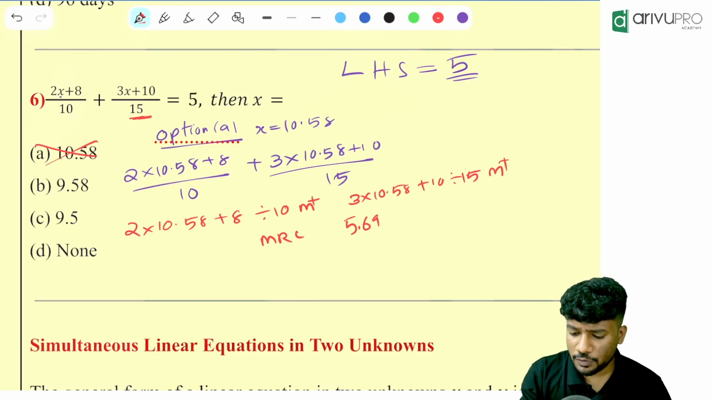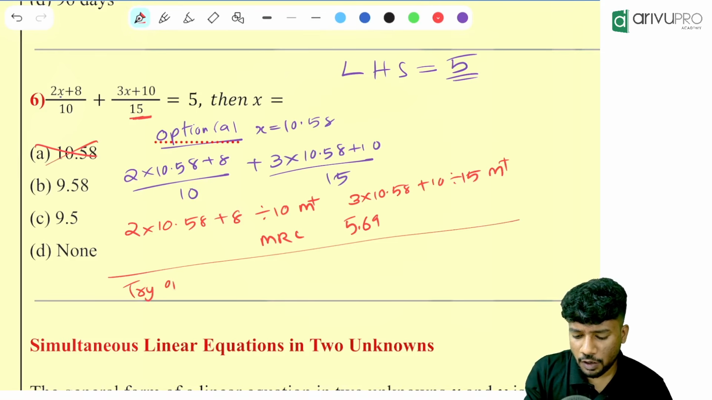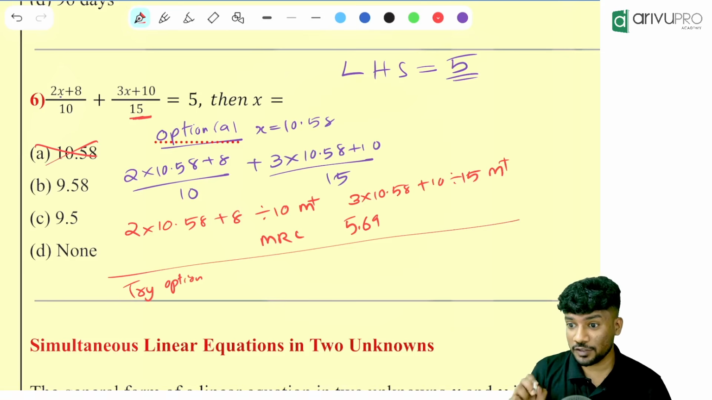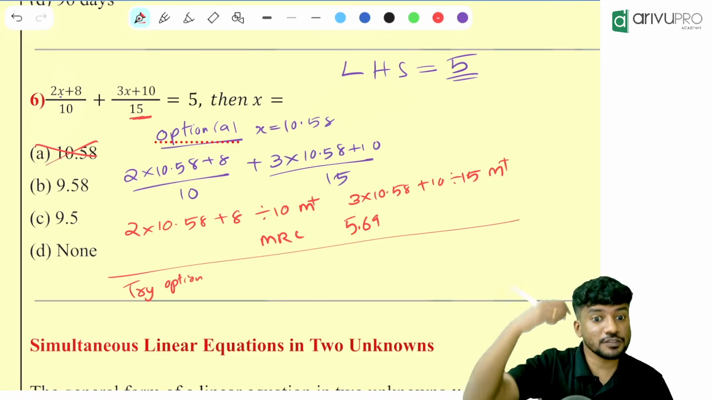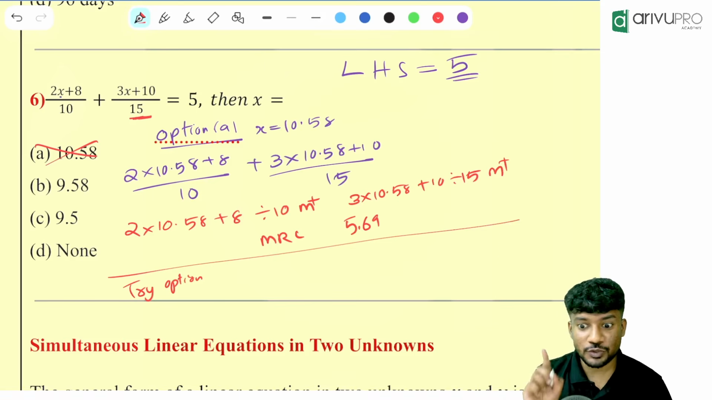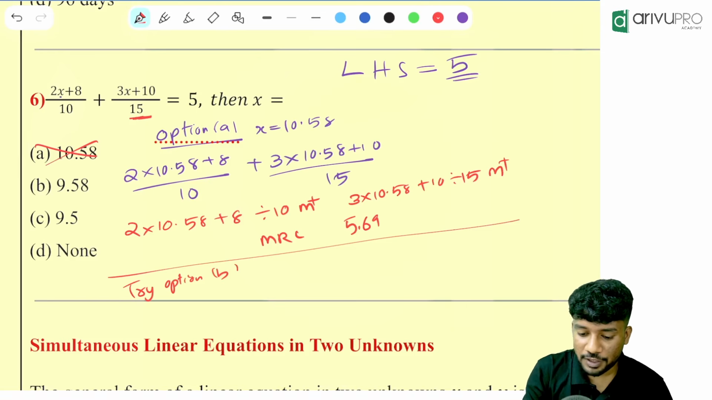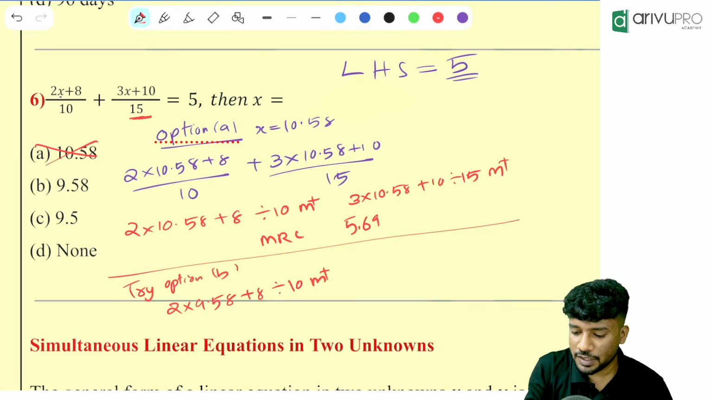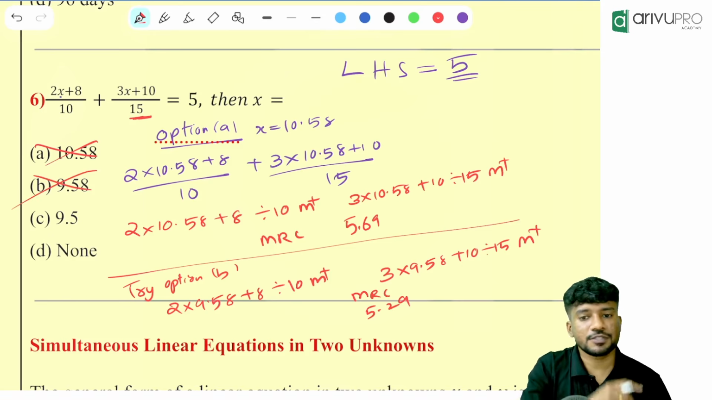Try option B now. One more thing, don't write all these steps. Whatever I am writing, I will write for your reference for the future. Other than that, you will just use the calculator. Option B, 9.58 you will try. 2 into 9.58 plus 8 divide by 10, M plus, 3 into 9.58 plus 10 divide by 15. M plus then MRC. How much is it? 5.298. That means option B is also wrong.